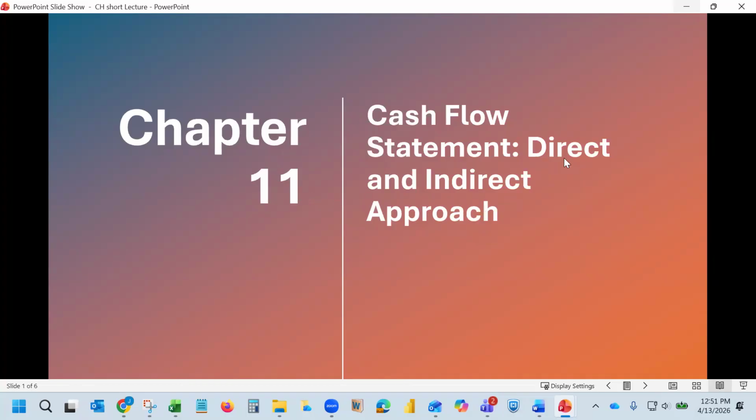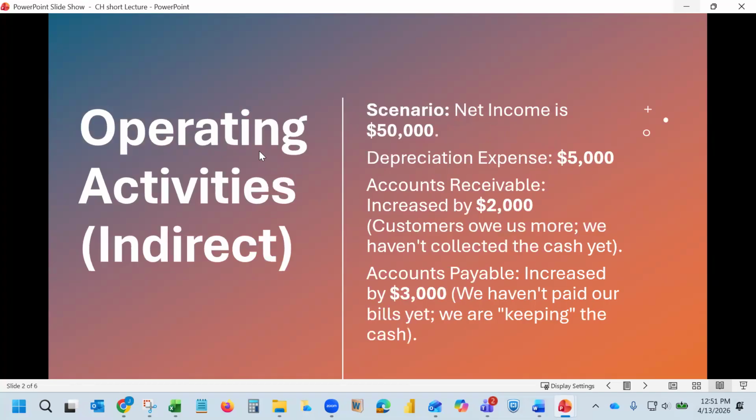The direct method is relatively straightforward, but the indirect method requires some adjustment to the net profits. Here is an example. Typically, before we go into this example, we have three sections in the cash flow statement, which is the operating activity, the investing activity, and the financing activity. In the operating activity, this is where you record all the income that is received in the ordinary course of the business and all the expenses that were paid in the ordinary course of the business.